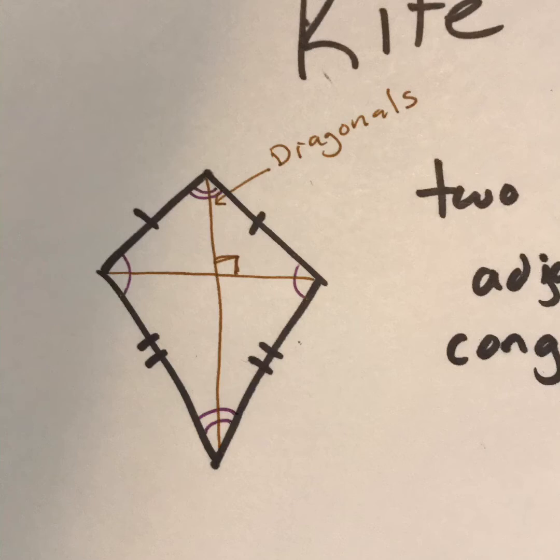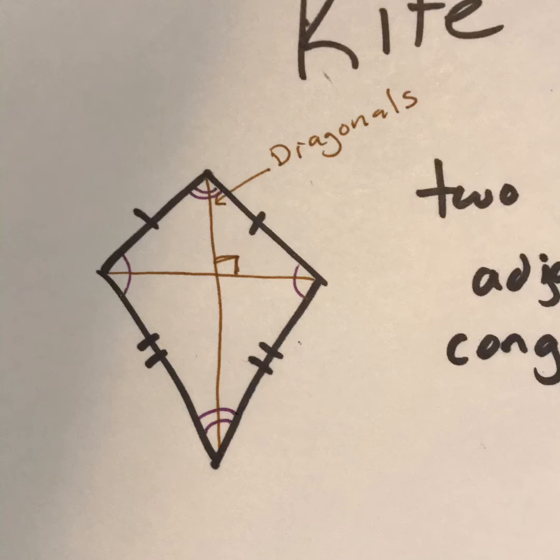And that means that through some of our ASA and side angle side and all that other good stuff, along with CPCTC, we get the following properties. The diagonals will always be perpendicular bisectors. Sorry, no, that's right. The diagonals are simply perpendicular to each other. They intersect at 90 degrees.